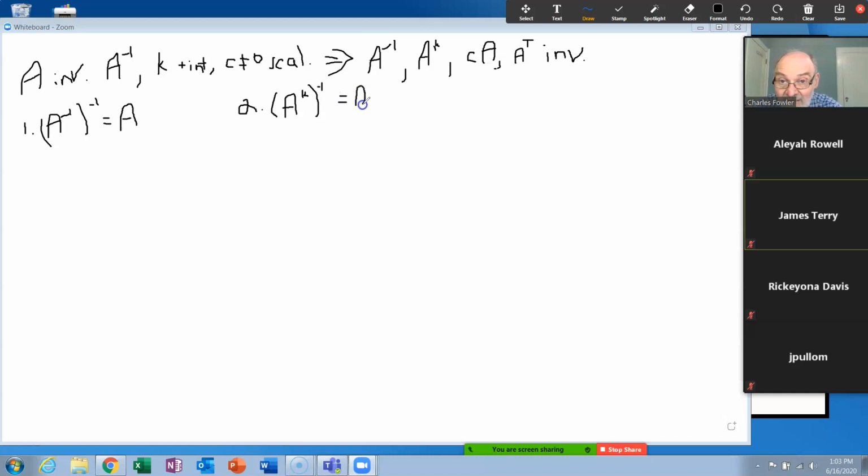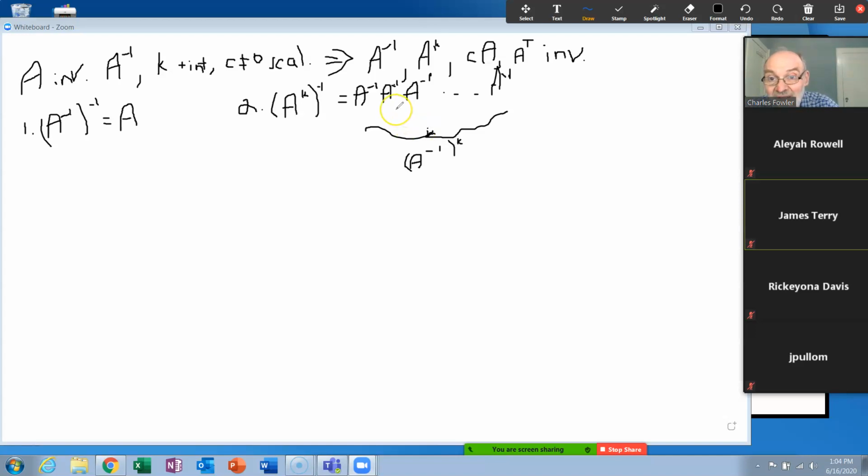That would be the same as A inverse times A inverse times A inverse, times dot dot dot, A inverse. And you do this k times. Just like A to the kth is the product of k factors of A, this is A inverse times k times. So that's what it's equal to. This means there are k factors here of A inverse.